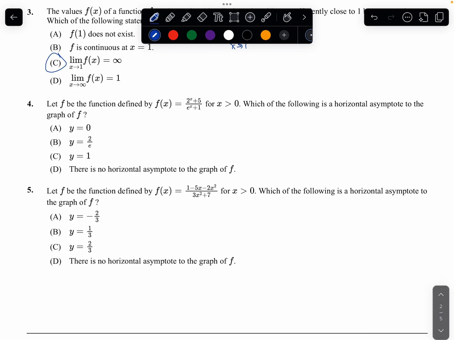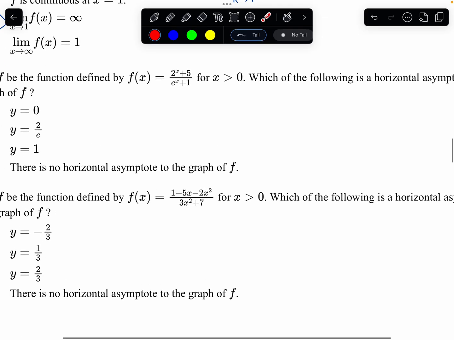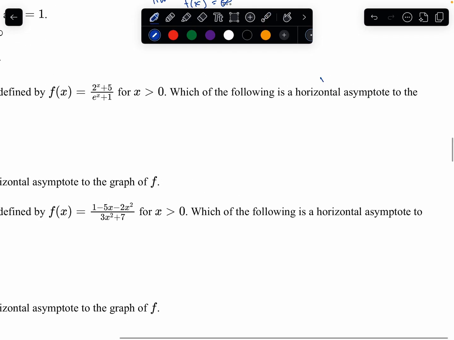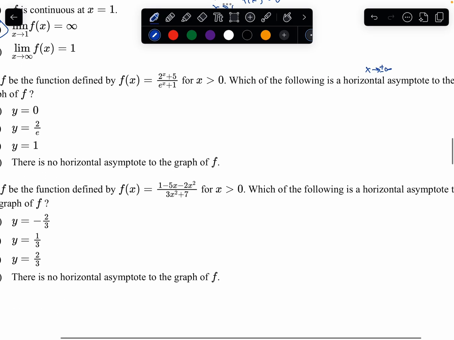Let f be the function defined here. Which of the following is a horizontal asymptote of the graph of f? So whenever you're thinking about horizontal asymptotes, you have to be thinking about large values of x, as x is approaching positive or negative infinity, positive or negative large values of x.